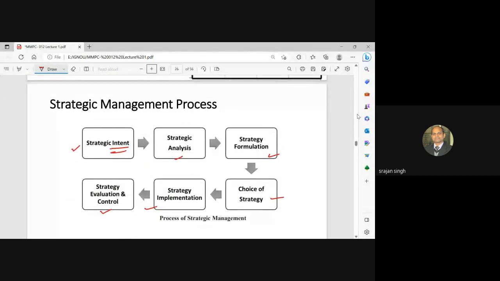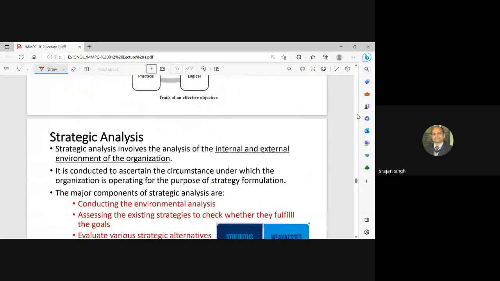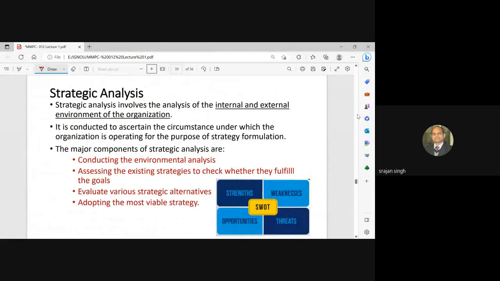Right. So here at this slide, in the strategic management process, we discussed first was strategic intent and second is strategic analysis. So now we will discuss this one, strategic analysis followed by strategic formulation. Right. So this one is strategic analysis. Strategic analysis involves the analysis of internal and external environment of the organization, both internal as well as external. Internal, quite controllable. External, quite uncontrollable.